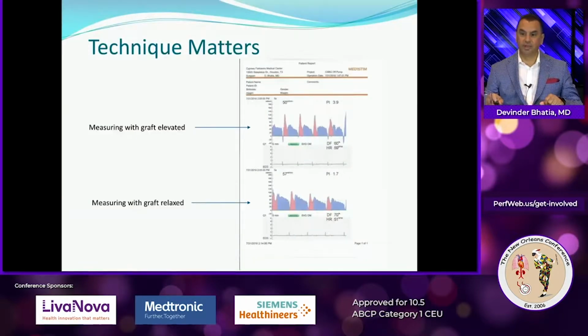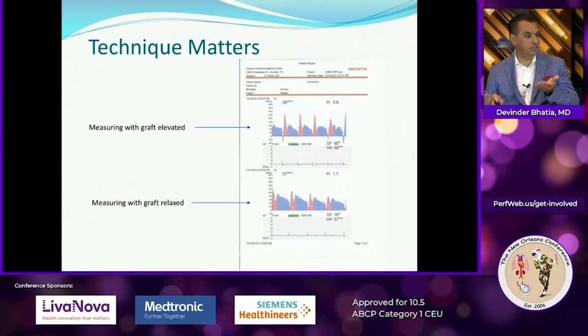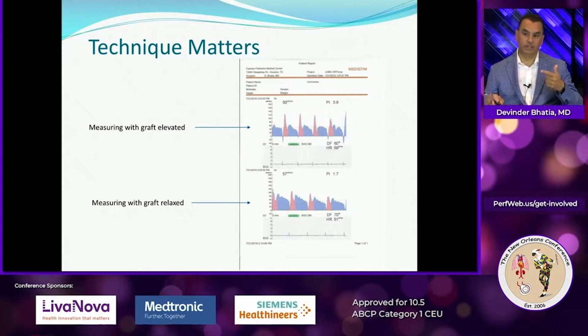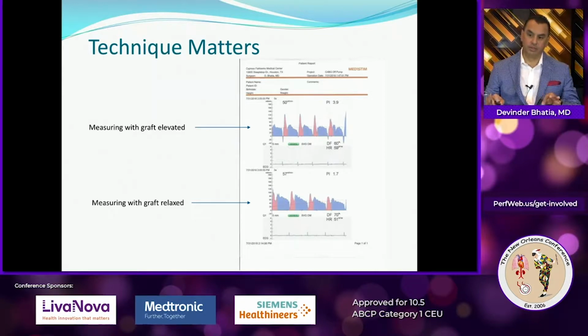Technique does matter. Here is a couple of examples of measuring a bypass graft with the graft elevated. And you can imagine anything that you do to impede flow down that bypass graft is going to show and translate in a flow measurement on the graft like we see here. Once the graft is relaxed and let alone, you can see how the flow and, really more importantly, the Pulsatility Index dropped from 3.9 to 1.7. Everything else was relatively the same.